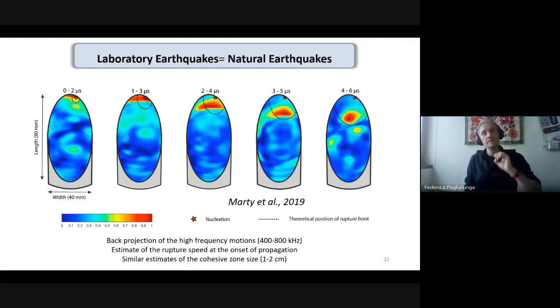And also the interesting thing is that using the emissions of these high frequency sources as a tracer of the rupture front, he was able to show in fact that most of the source looks to be comprised within a cohesive zone that was around the centimeters, which was corresponding to our previous inversions.